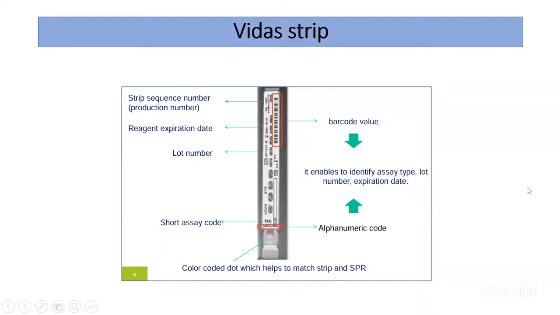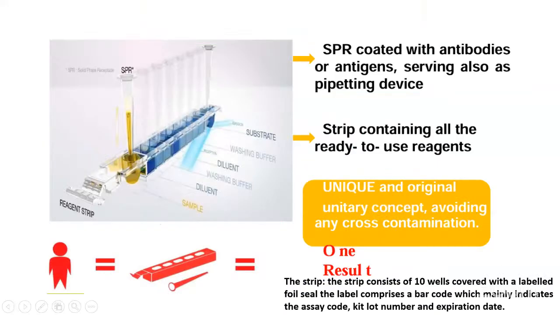When you have the bar code, you can actually trace back, and it becomes easier for you to load in the machine. And one portion is covered, you pierce it and you put the sample in one place. So here we put the sample, and diluents are there, wash buffers are there, and then last point here is a substrate. Now, it acts as a pipette, because जैसे हमने बोला कि solid phase को हम coat करके रखते हैं. So this SPR, that is solid phase receptacle in Vidas, is coated with either antigen or antibody and acts as a pipetting device.